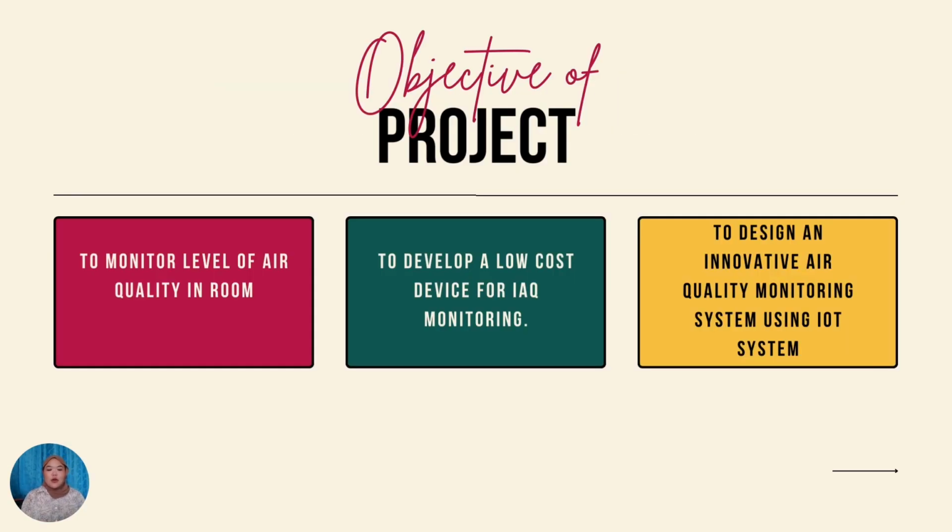Next is objective of project. The first is to monitor level of air quality in room. And second is to develop a low-cost device for IAQ monitoring. And the last is to design an innovative air quality monitoring system using IoT system.